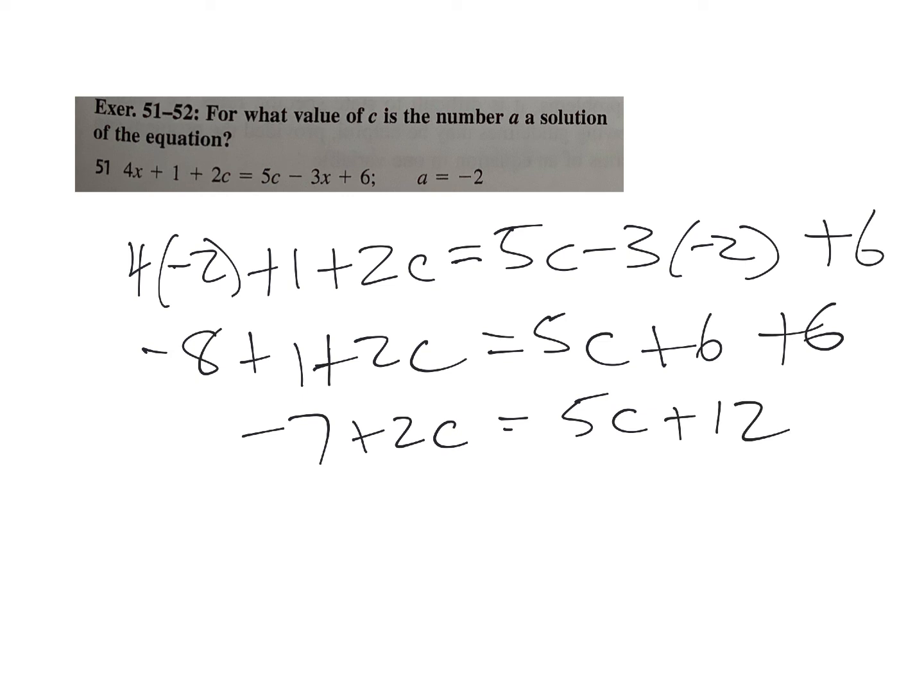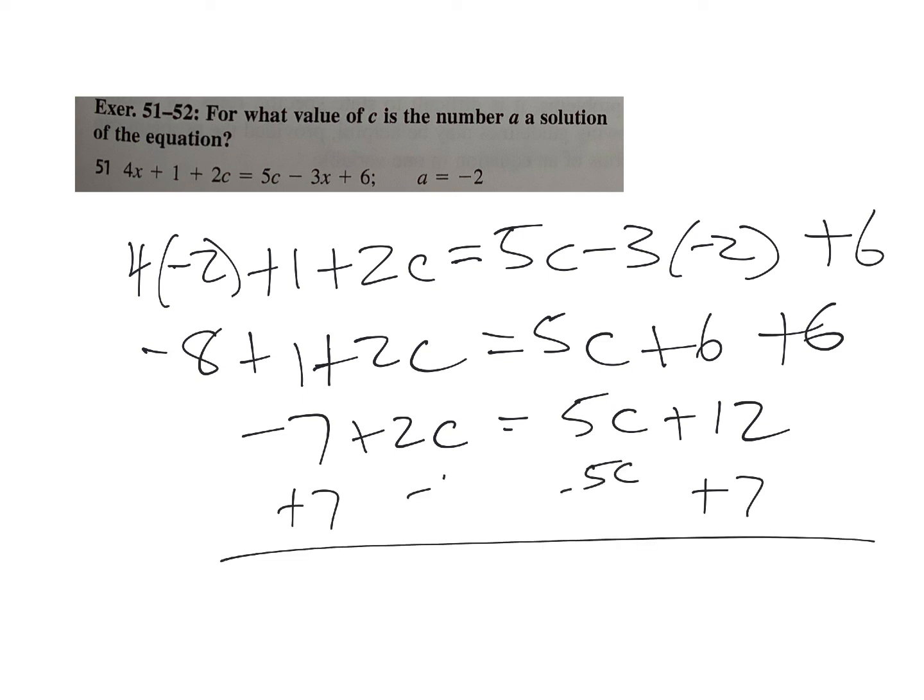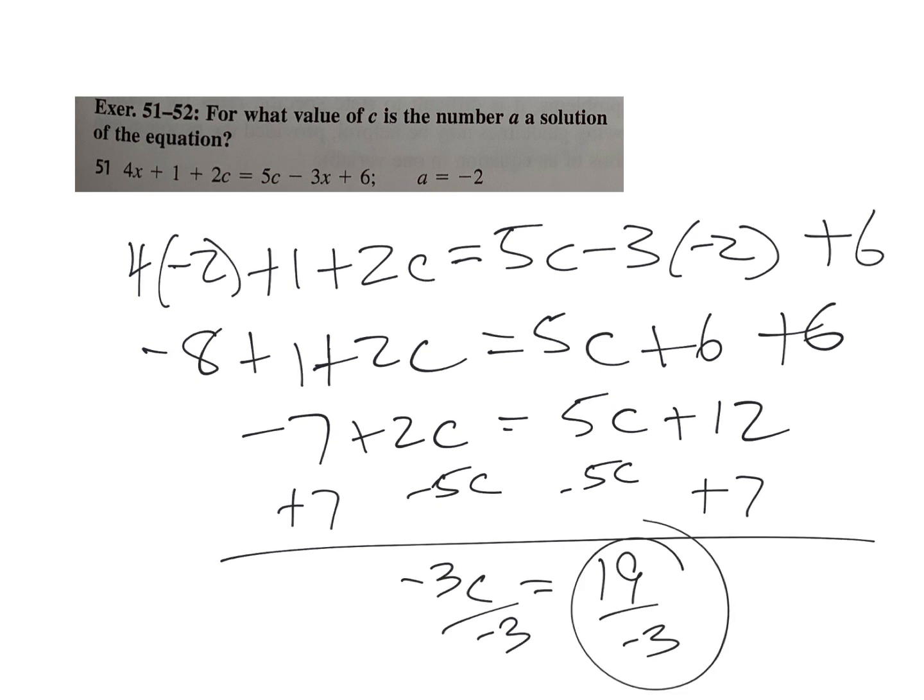Okay, and then from here, let's add 7 and subtract 5c. So what do we have? Negative 3c equals 19, and divide off the negative 3. So c would have to be negative 19 thirds if a is a solution. If a equals negative 2 is a solution.